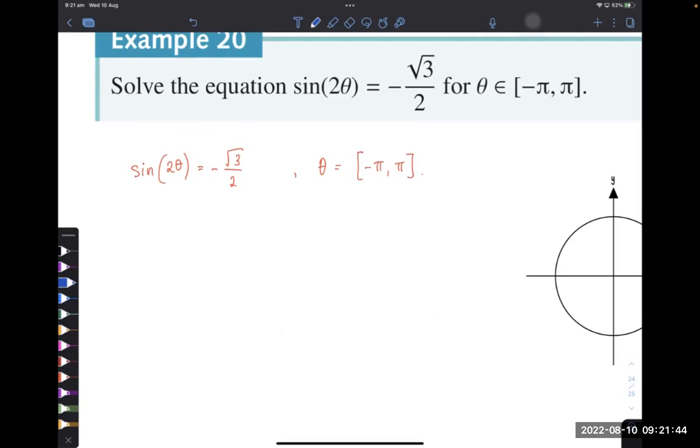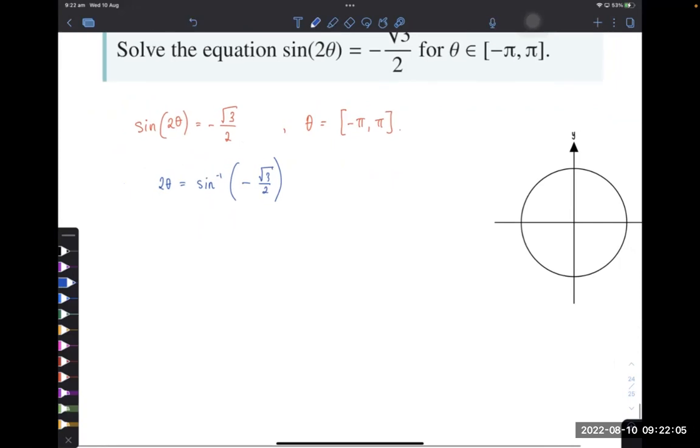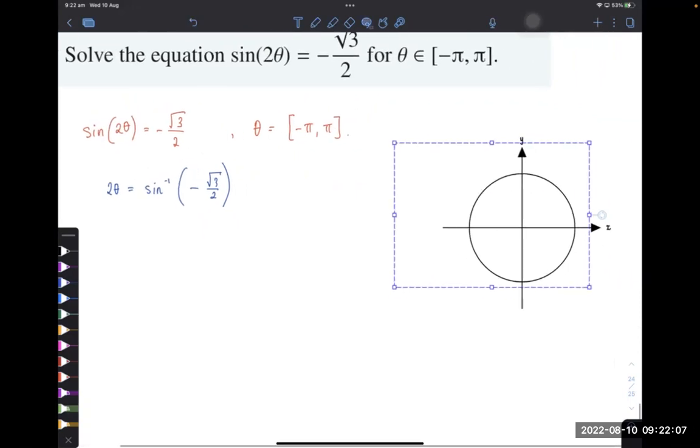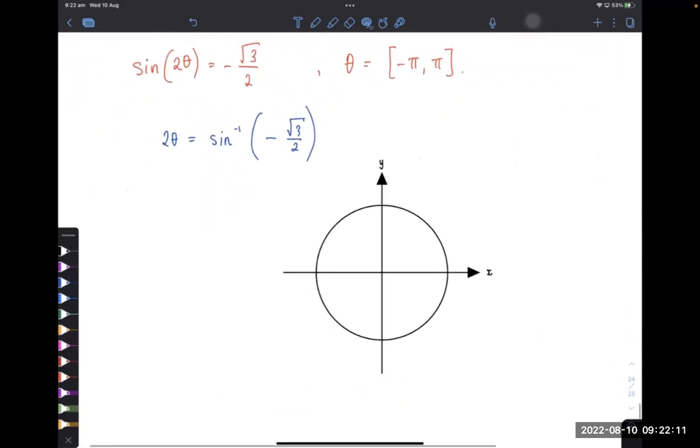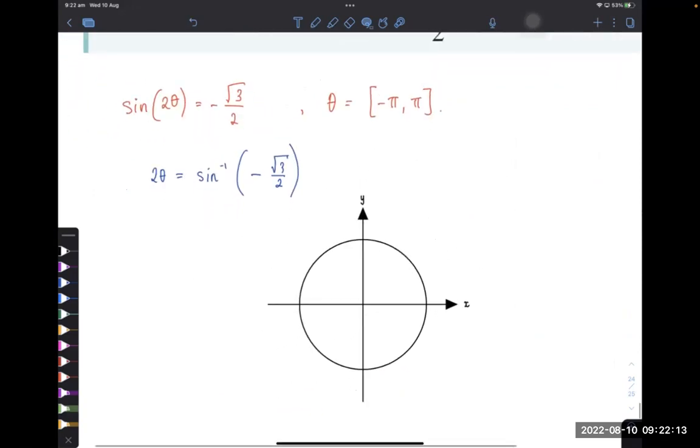Sine? Yeah, in the question here, we take across sine. So 2 theta equals sine inverse of negative root 3 on 2. Once you get here, you need the unit circle. Just sketch up the unit circle.